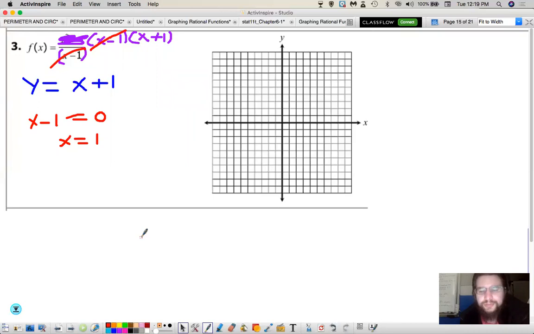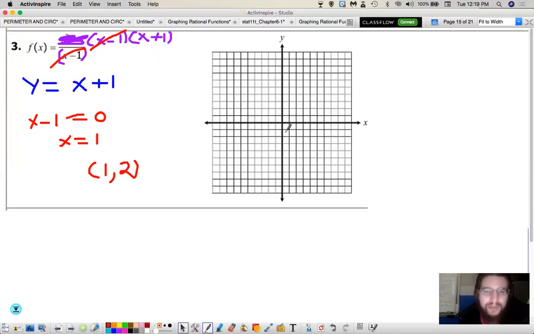Okay, that's just the X coordinate. How do I get the Y coordinate? Plug it in. Plug in 1 for X. 1 plus 1 is 10. Only if you're doing binary. It's 2 in base 10, though. So there we go. That's my hole at 1, 2.